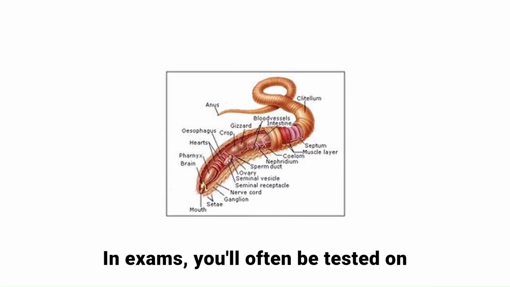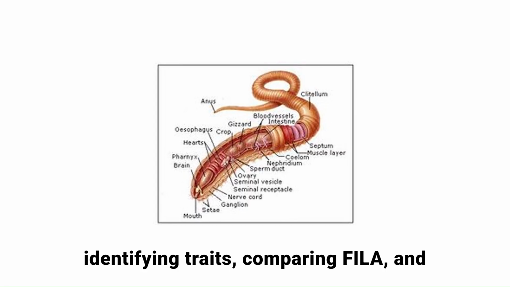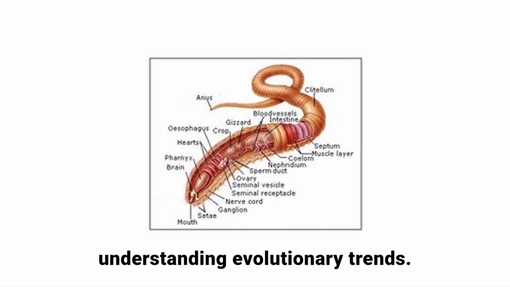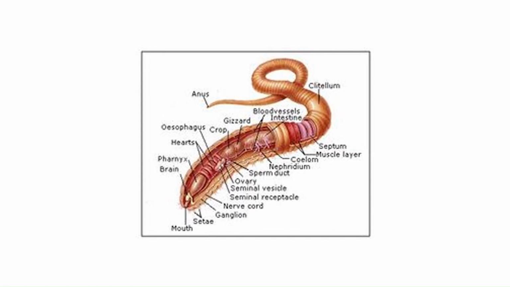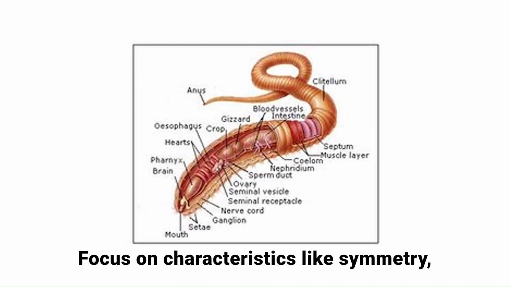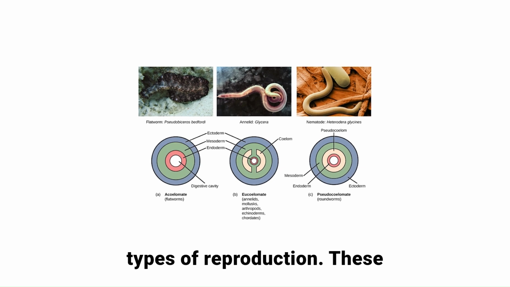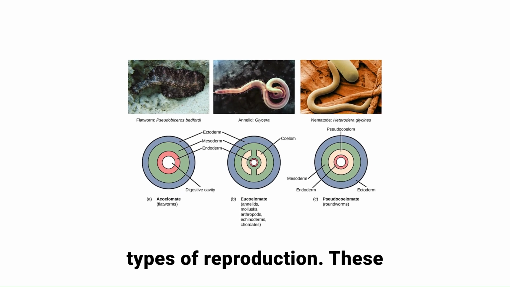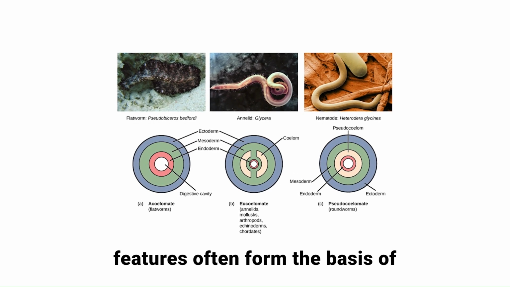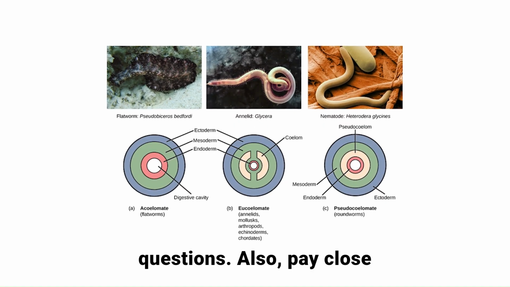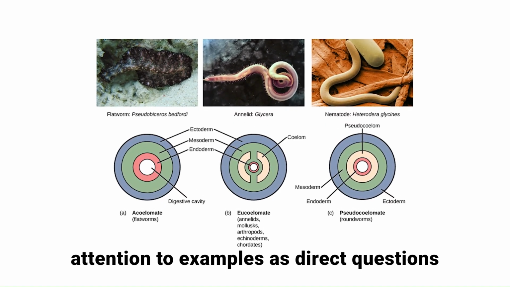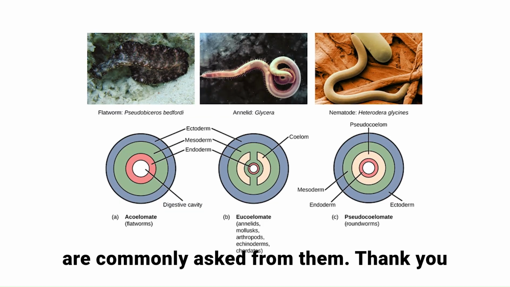In exams, you'll often be tested on identifying traits, comparing phyla, and understanding evolutionary trends. Focus on characteristics like symmetry, coelom, segmentation, body cavity, and types of reproduction. These features often form the basis of questions. Also pay close attention to examples, as direct questions are commonly asked from them.